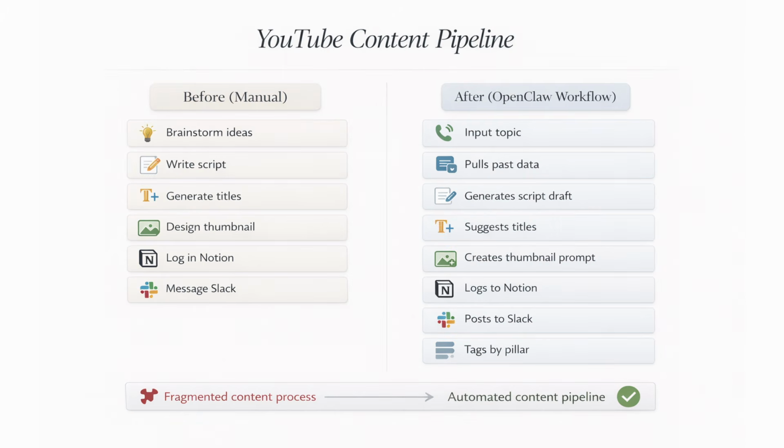Use case number 3 is a content pipeline. So the old way, everything's manual. You have to think of ideas, you write the scripts for ideas, you go grab footage, do research, all of that. The new way is you input a topic.